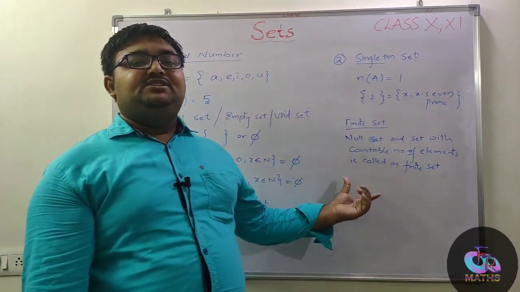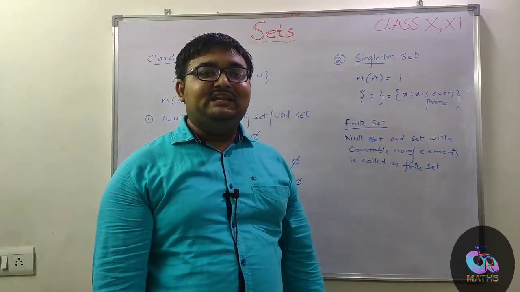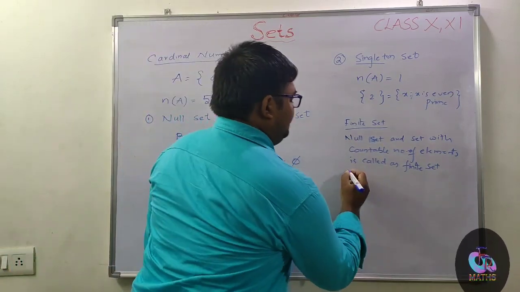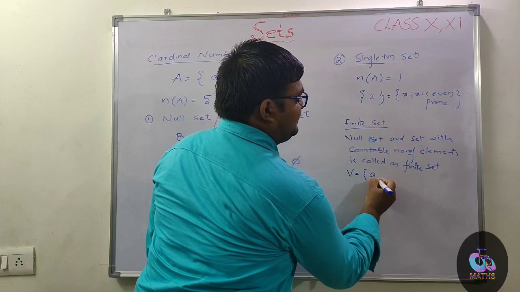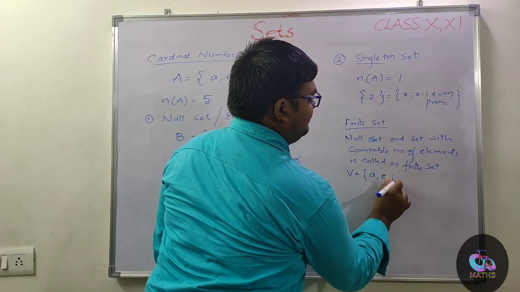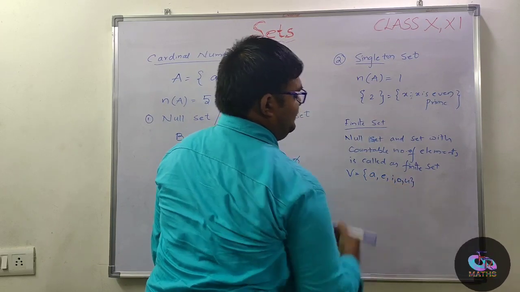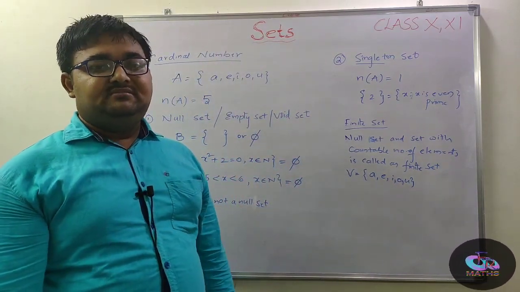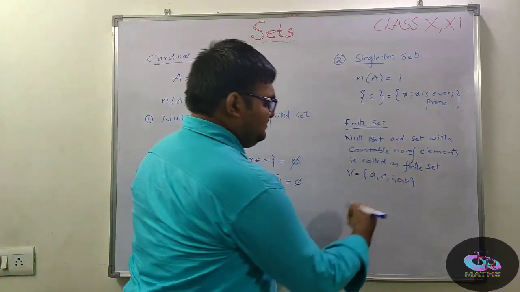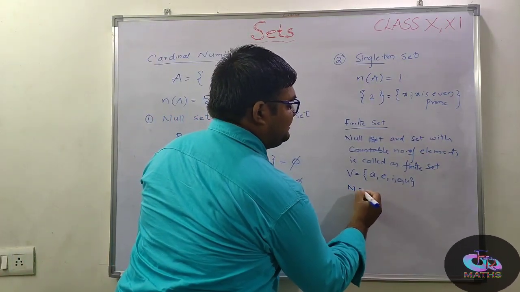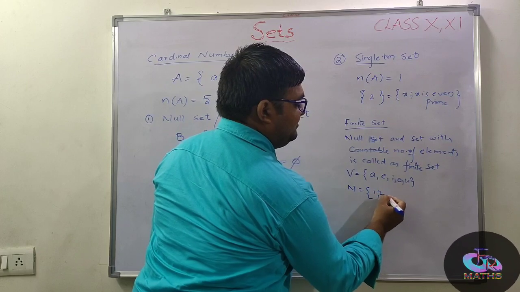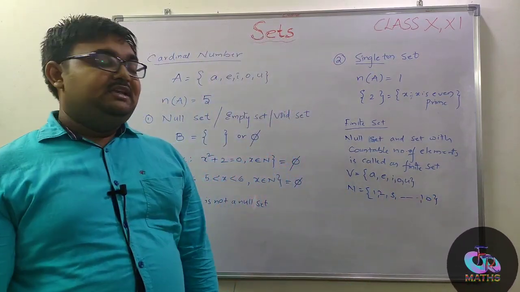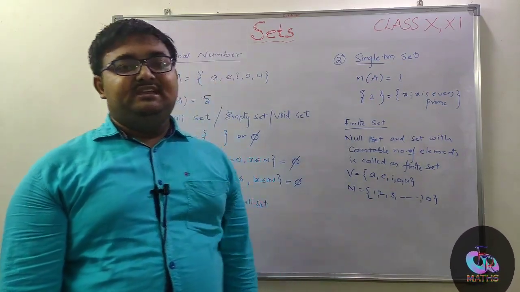So for a finite set, you are able to say the cardinal number of the given set. The best examples are the set of vowels, which is nothing but A, E, I, O, U. The same way, sets with some restrictions. Restrictions in the sense, if you say natural numbers from 1 to 10, then simply 1 to 10. Here we can clearly count the number of elements.